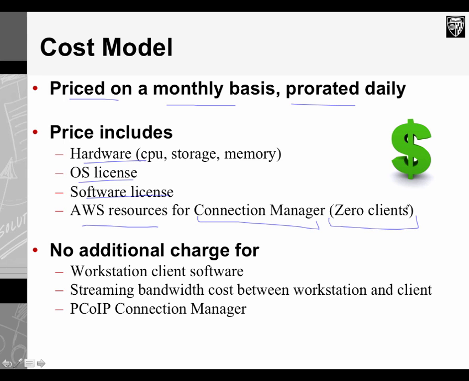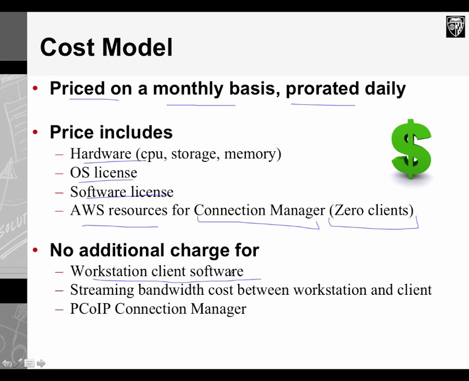In order for you to run a zero client, you need an AWS EC2 instance for rendering certain things, because your zero clients actually talk to this Connection Manager, and the Connection Manager talks to the desktop. There has to be this translation layer. And so for that, you will have to launch the AWS EC2 instance, and there may be some price associated with that. There is no additional charge for workstation client software.